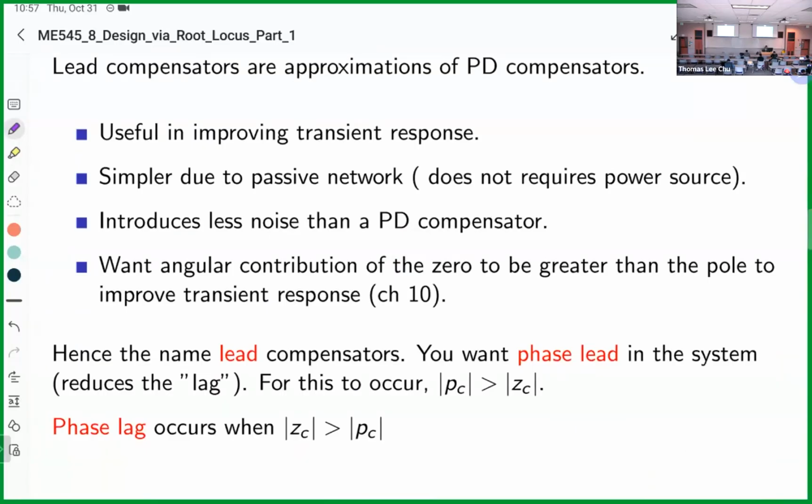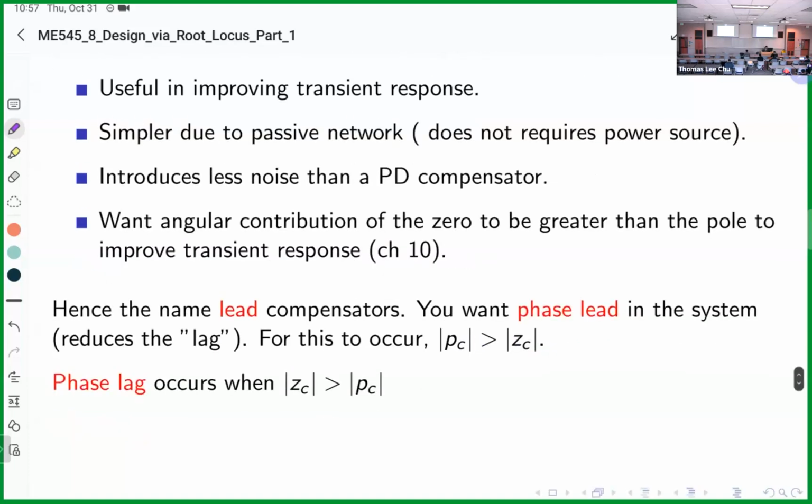And you want the angular contribution of the zero to be greater than the pole to improve transient response, and this is going to be covered in chapter 10. This is what makes it a phase lead system. Hence the name lead compensators. You want phase lead in the system, which reduces the lag or the delay. And for this to occur, that's the condition. So then, foreseeing the future, when we're talking about lag compensators, we want Z to be greater than P. And that's going to be in the second part of the lecture slides.